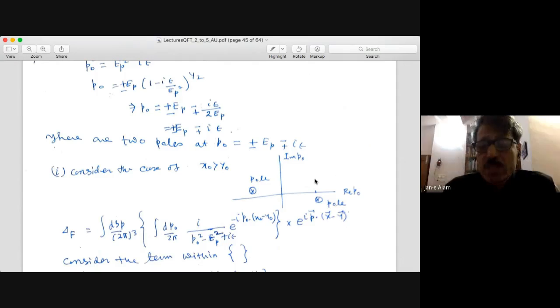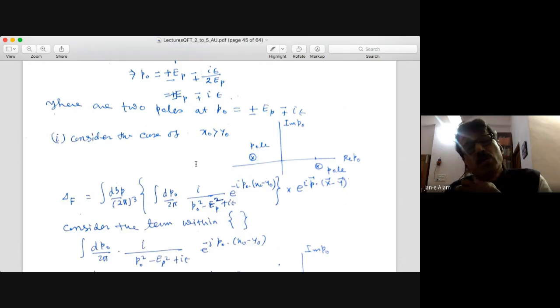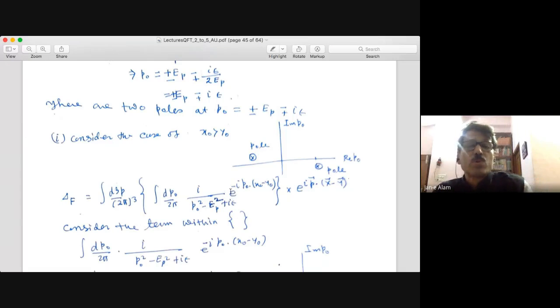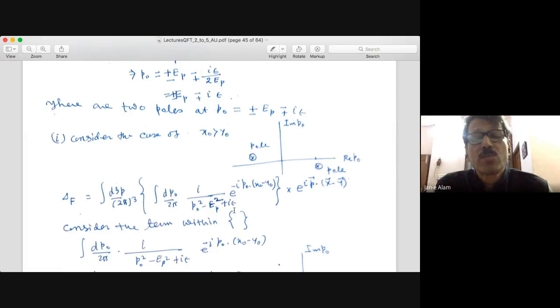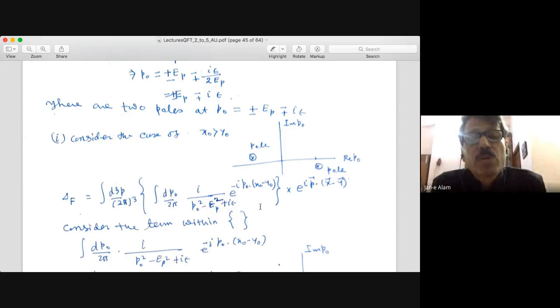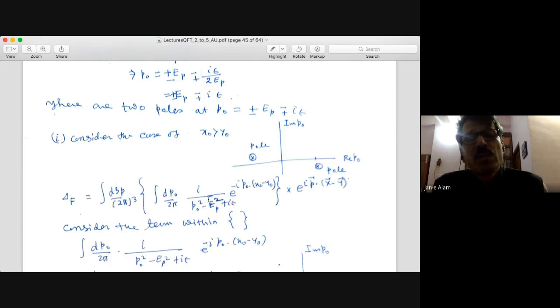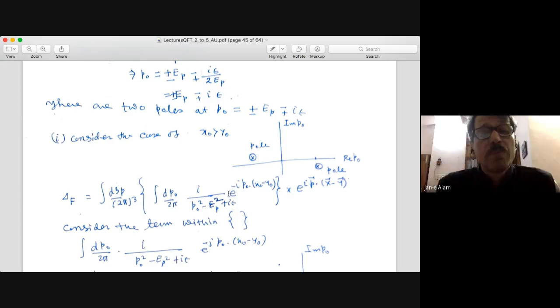Now I want to do this integration using the contour integration method. What I have to do is first identify a contour and see which poles are included within that contour. I have to calculate the residues for those poles, and then the value of the integration will be 2 pi i times the sum of the residues. If you have more than one pole, you take the sum of all the residues. If you have a single pole, then 2 pi i times the residue gives you the value of the integration.